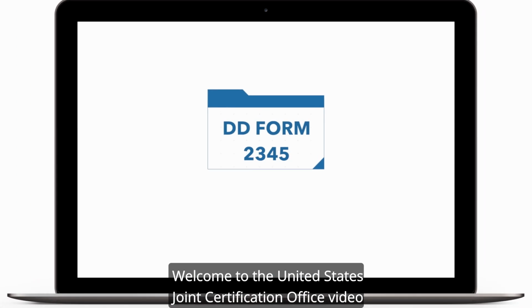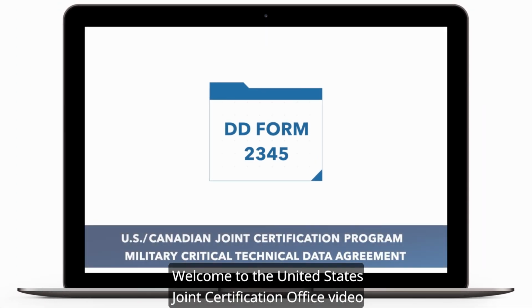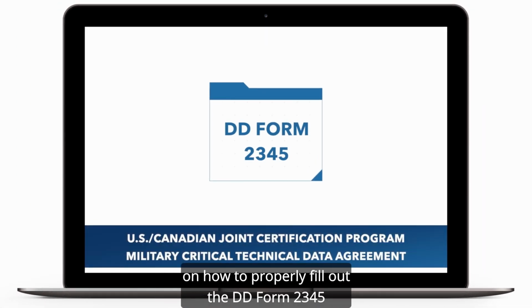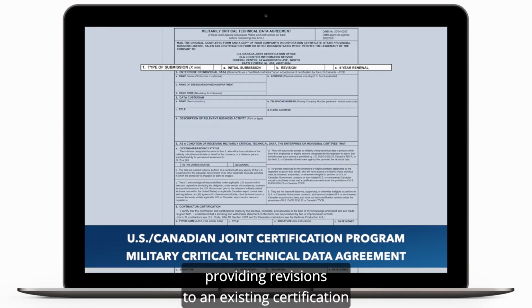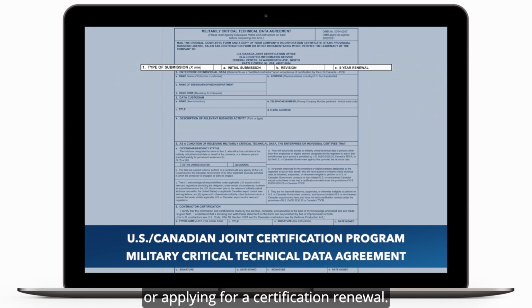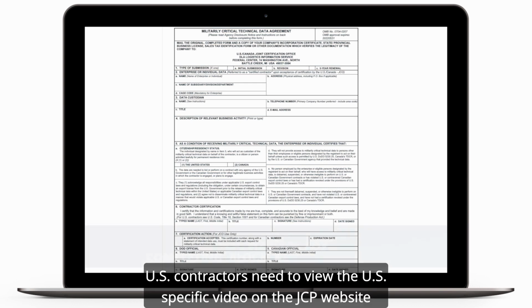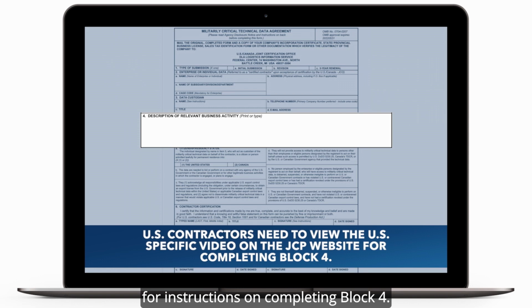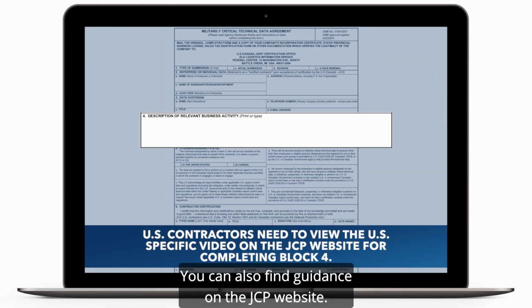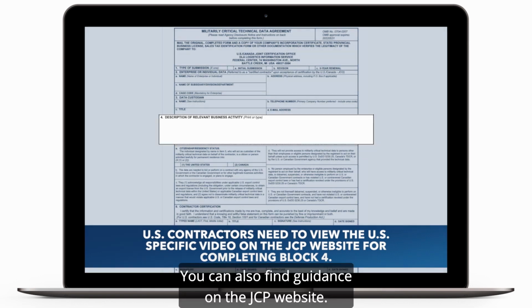Welcome to the United States Joint Certification Office video, where you will learn the steps on how to properly fill out the DD Form 2345 when making an initial application, providing revisions to an existing certification, or applying for a certification renewal. U.S. contractors need to view the U.S.-specific video on the JCP website for instructions on completing Block 4. You can also find guidance on the JCP website.